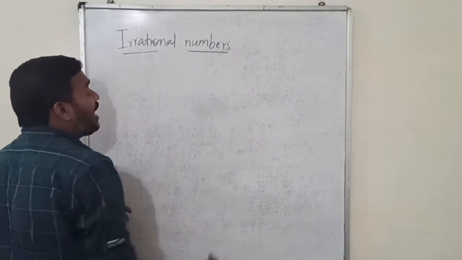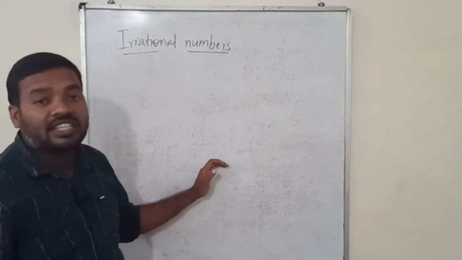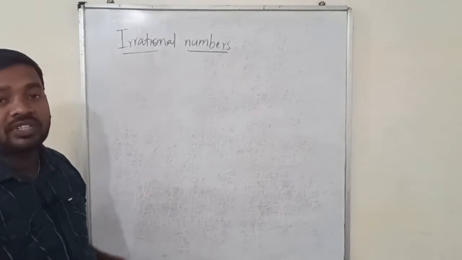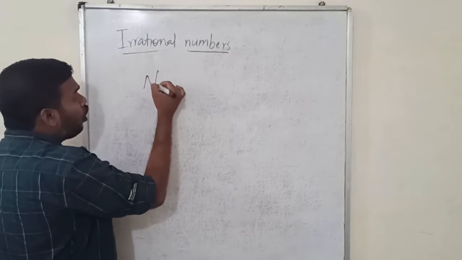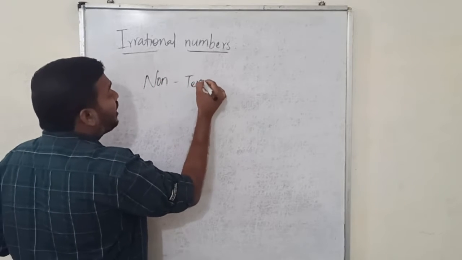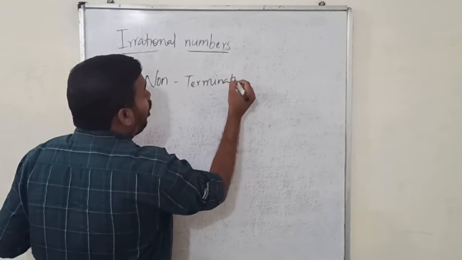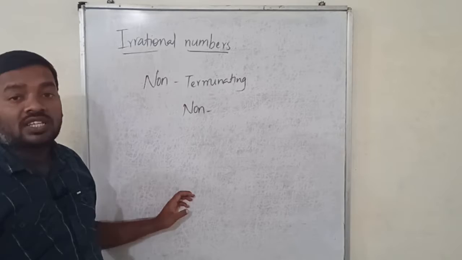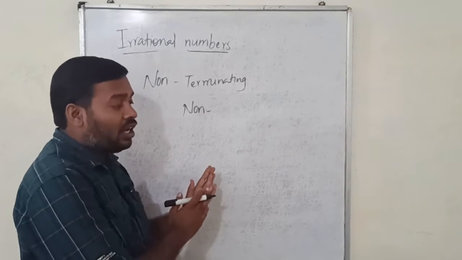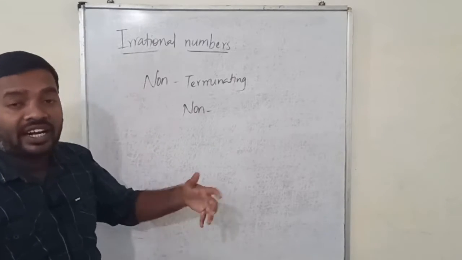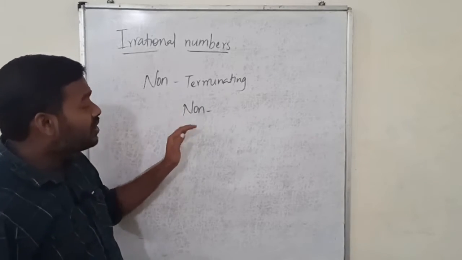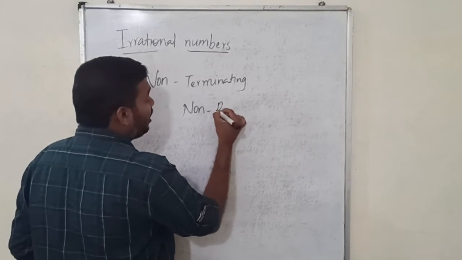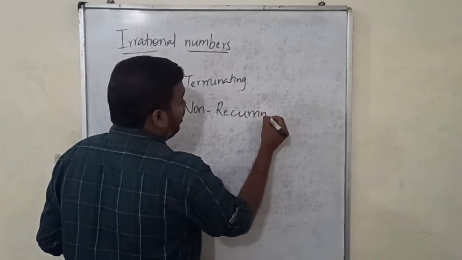In decimals, in the last class we have discussed terminating decimals and non-terminating recurring decimals. But here in irrational numbers we are going to see non-terminating, non-recurring decimals. That means in non-terminating recurring decimals, after the decimal a number is repeated again and again, but in this case the numbers are not repeated again and again. So these type of decimals are known as non-terminating, non-recurring decimals.